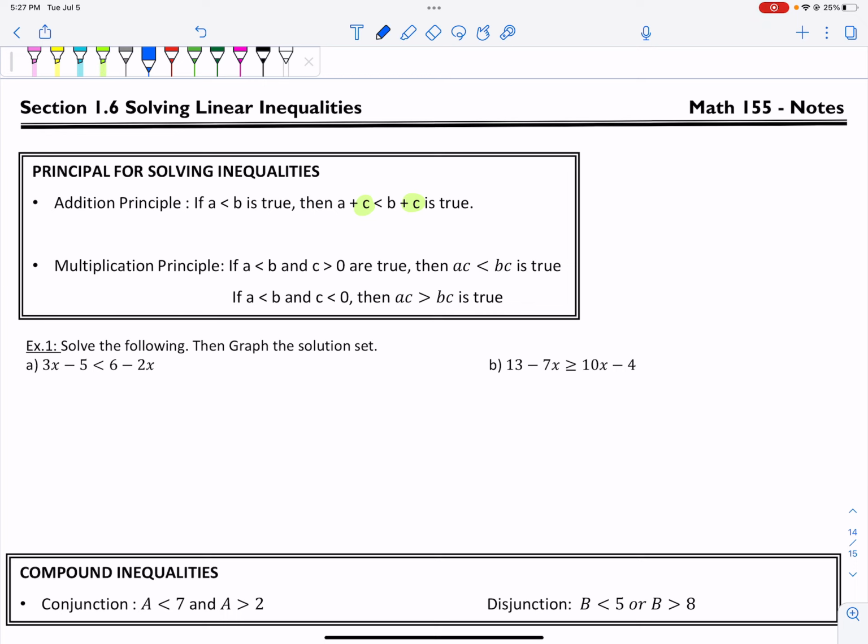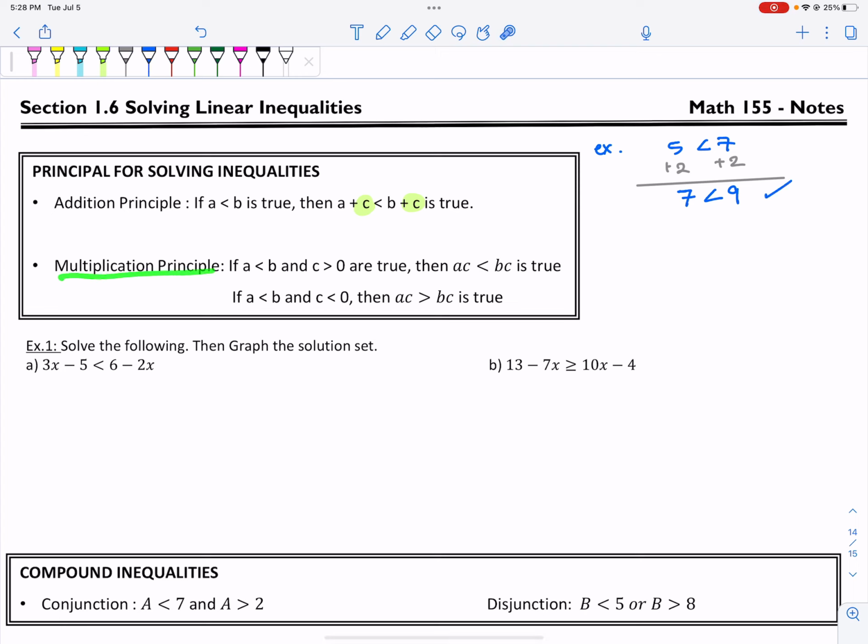So for example, we have 5 is less than 7. If we were to add the same number to both sides, then the inequality will still hold true. 7 is less than 9.